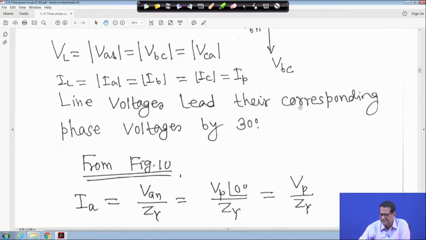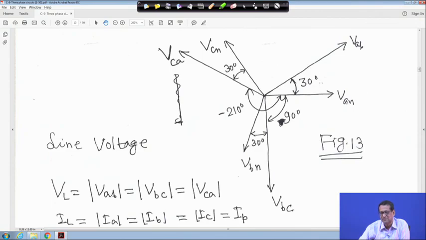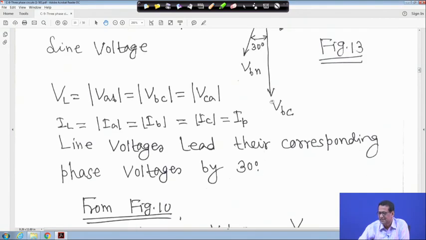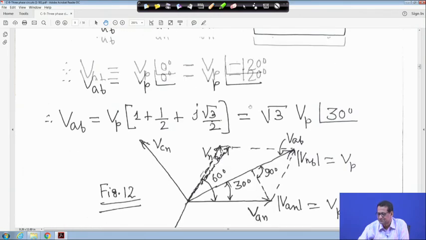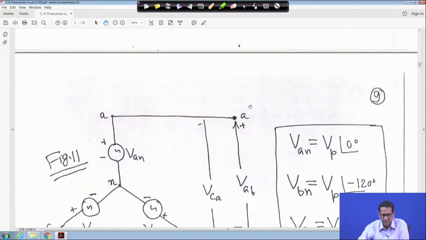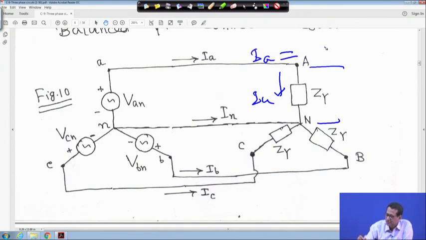Now the line voltage leads the corresponding phase voltage by 30 degrees. That also we can see from the phasor diagram, right? And from figure 10, if you come to figure 10, here it is. From figure 10, this current IA is entering here, and the voltage here is VAN, right? That means my IA is equal to VAN divided by Z star, that is ZY.